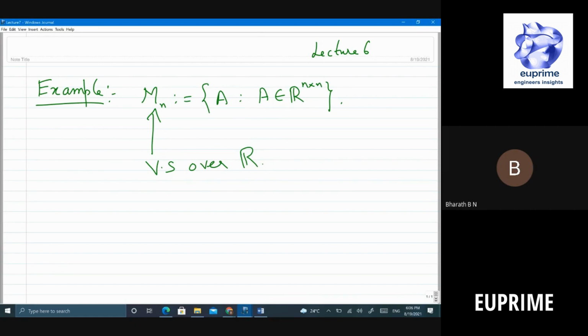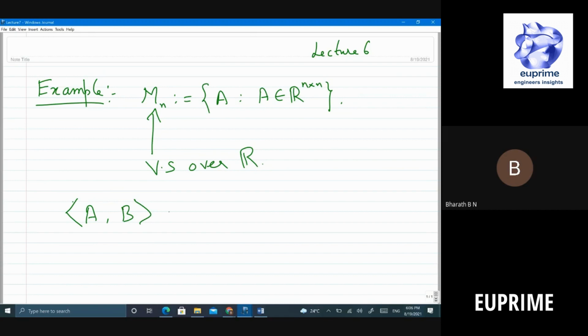So now how do you define the inner product here? So this is a vector space. Now, is it possible to define some sort of a dot product kind of thing here, which is called inner product? So how do you define inner product? You take two matrices A, B. What is the inner product?